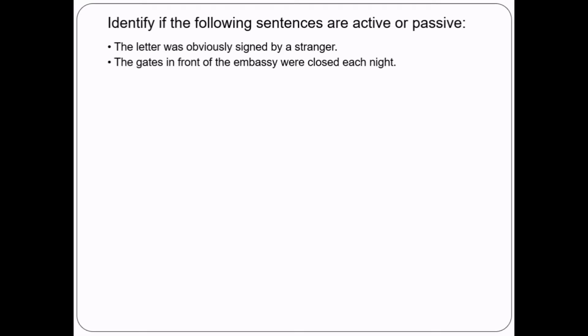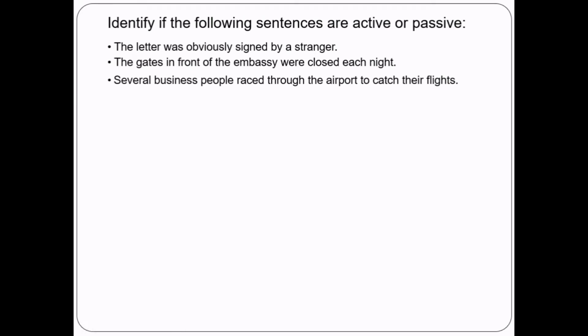The gates in front of the embassy were closed each night. So that's the passive voice over there. Were closed. That's the object, the gates in front of the embassy. This is the adverbial time phrase, each night. And you don't see the subject over here, so there's no by phrase. So it makes you realize that in the passive voice, you're really emphasizing the object. In many cases, there's really no need to include the subject in the sentence because the subject is not important anymore. It's not important who does the closing. You're just emphasizing that the gates in front of the embassy were closed each night.